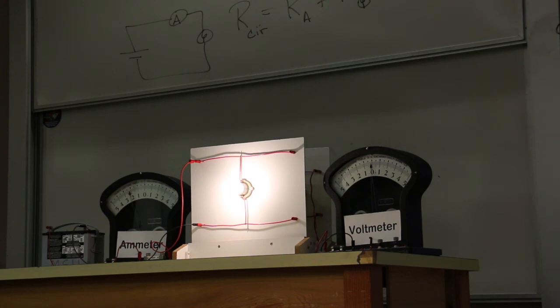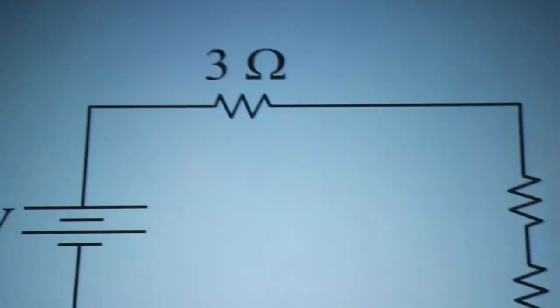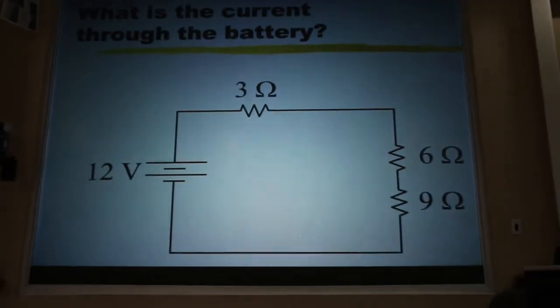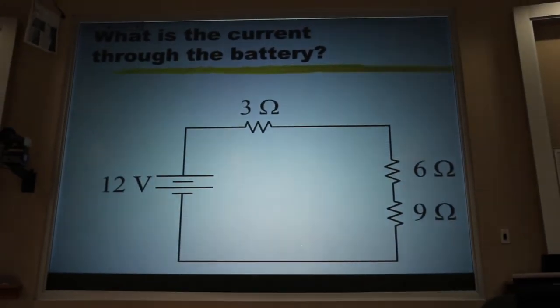Now, just to see if you're getting this, what's the current through that battery with your neighbor? What is the current through that battery?